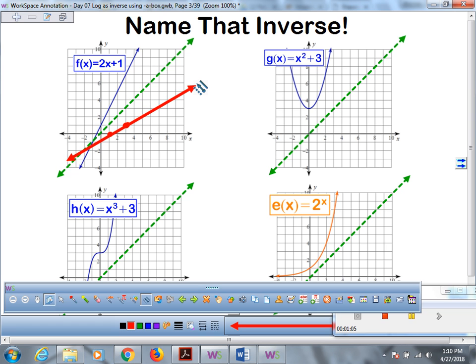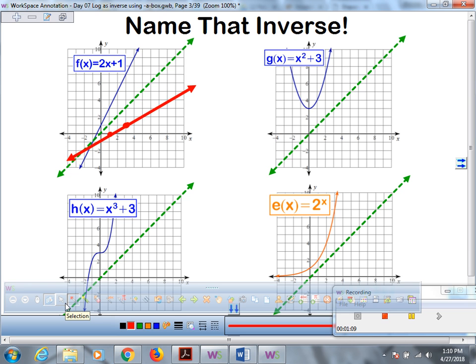Pretty good. All right, what about this one? What about x squared plus 3? This is a parabola. What would the inverse be? It would be the square root of x. Yes, it would be the square root. It would be the square root of x minus 3.